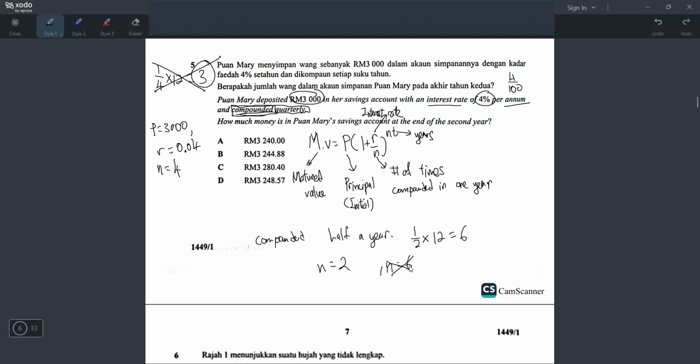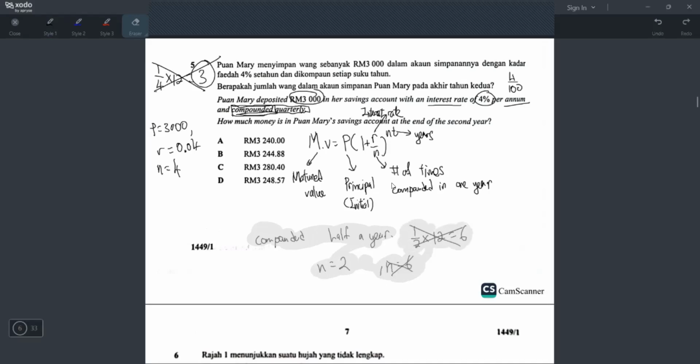If you write n equals 6, it means you compounded every 2 months, which is wrong, right? Because if you compound every 2 months, then only you will get 6 times in 1 year. But I said compounded half a year. It means I compound 2 times in 1 year, because if I compound every half year, it means the n is 2. All right, I hope you understand my explanation. I'm just gonna erase this and proceed with the question.